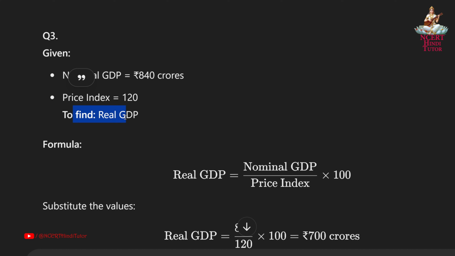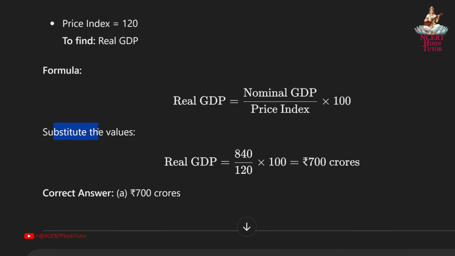To find real GDP, the formula is: real GDP is equal to nominal GDP divided by price index, multiplied by 100. Substituting these values, real GDP is equal to 840 divided by 120, into 100, which is equal to 700 crores. So the correct answer is A, 700 crores.